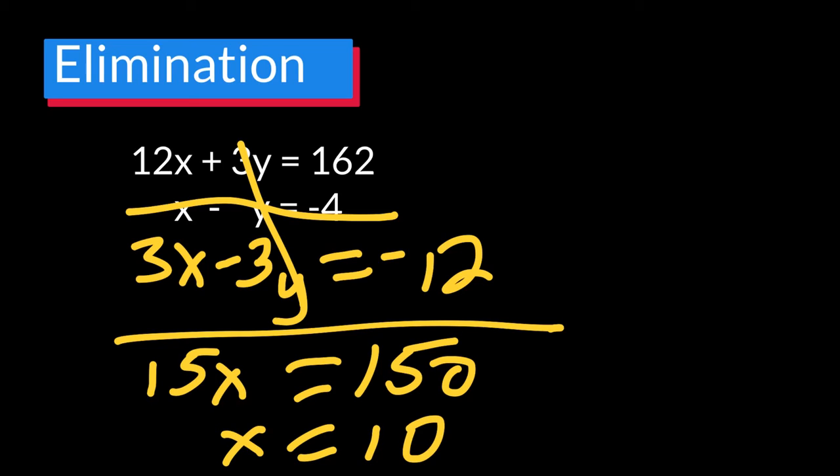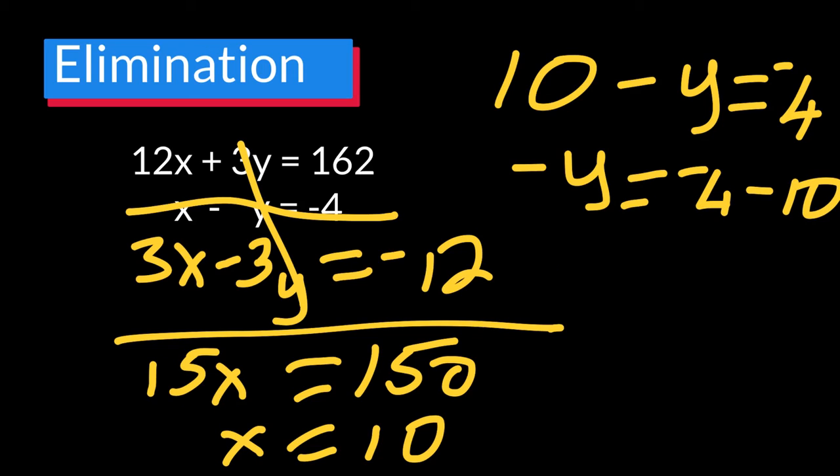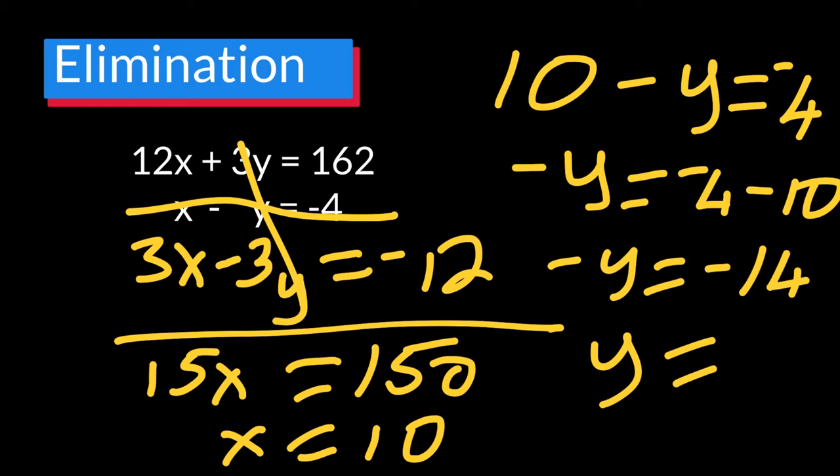Now that we have a value for x, we can substitute that value into one of the equations and solve for y. So we'll use x minus y equals negative 4 because that's easier. So we've got 10 minus y equals negative 4. Subtract 10 from both sides gives us minus y equals negative 4 minus 10. Negative y equals negative 14. Negative y means negative 1y, so we just multiply both sides by negative 1, and we get y equals 14. So now again, we know the buckets were $10 and the lids were $14.